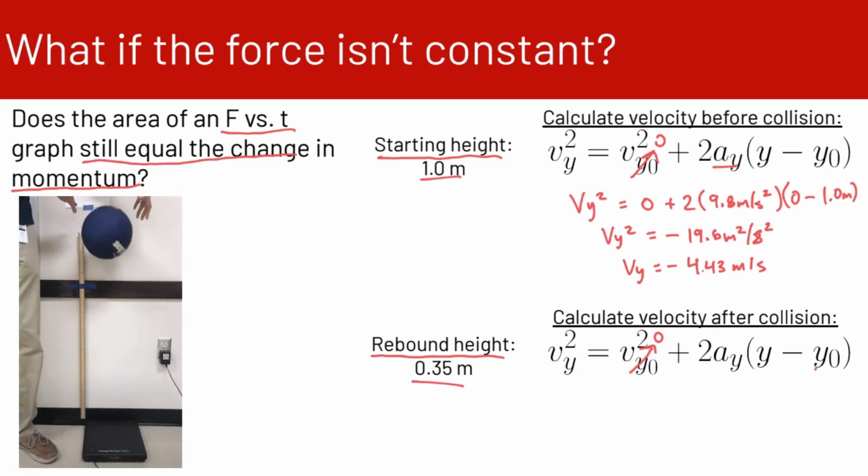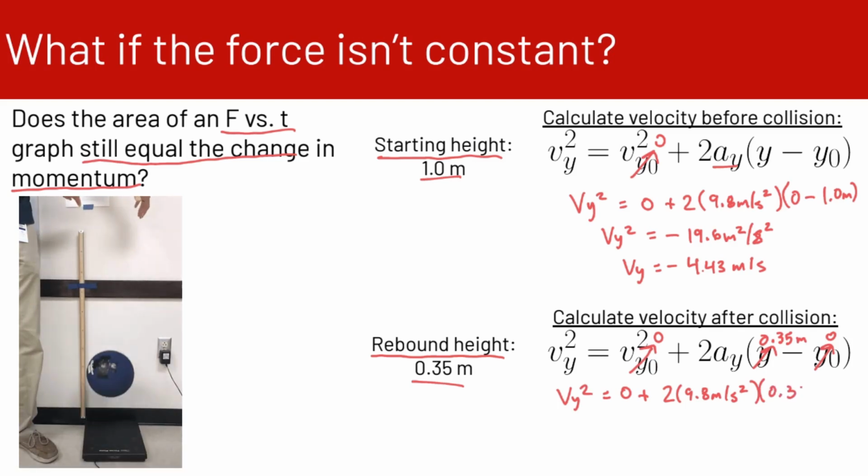Our initial y position is 0, and our final y position is going to be 0.35 meters. All right, so we have Vy squared equals 0 plus 2 times 9.8 meters per second squared times 0.35 meters. All right, so we have Vy squared equals 6.86 meters squared per second squared.